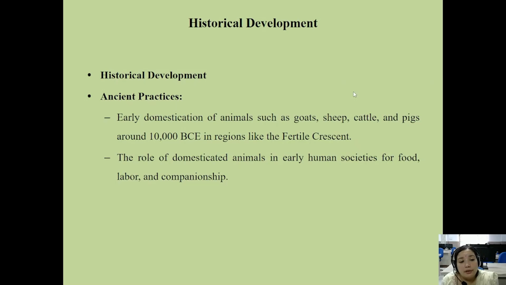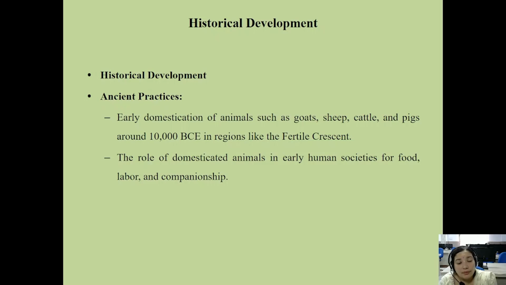Then we come to historical development, the ancient practices: early domestication of animals such as goats, sheep, cattle and pigs around 10,000 BC in regions like the Fertile Crescent, and the role of domesticated animals in early human societies for food, labor and companionship.